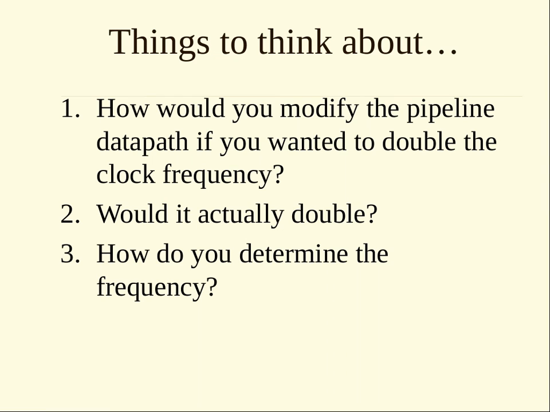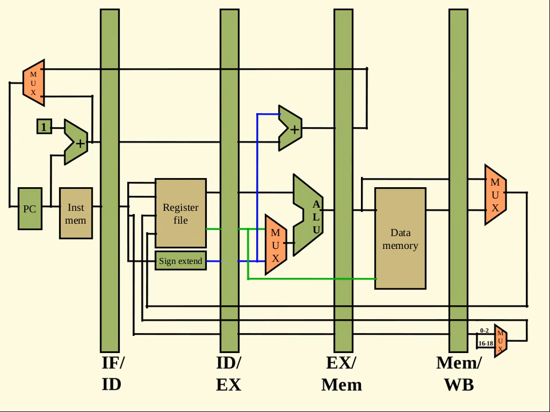How would you modify the pipeline data path if you wanted to double the clock frequency? Well, let's go back, actually. You split it up more. Right. So what determines your clock frequency here? The longest stage of the cycle. So you split that one up, cut it in half. Is your clock rate going to double? It's going to get better, but is it going to double? You're thinking your clock time will be halved. I'm saying your clock rate will be doubled. Is that actually going to happen?